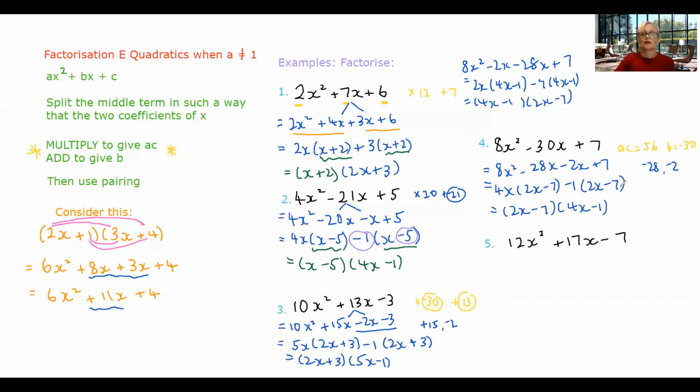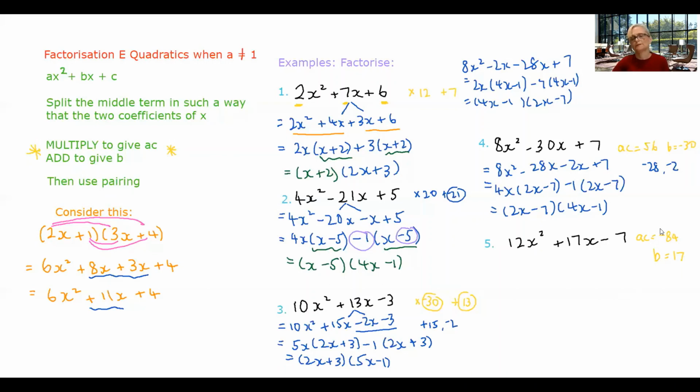Okay, last one for this video. AC is 12 times -7, which is -84. And B is our coefficient of x, which is 17. Now we want two numbers that multiply to give -84. So one's going to be positive and one's going to be negative, and they're going to add to give 17. So we're thinking about some factors of 84 that are a fair bit apart in size. We're not looking for ones that are quite close. We're looking for ones that are fairly much apart.